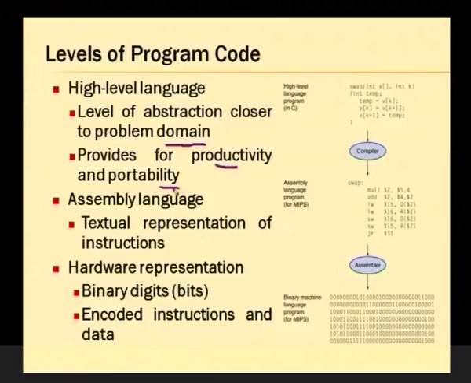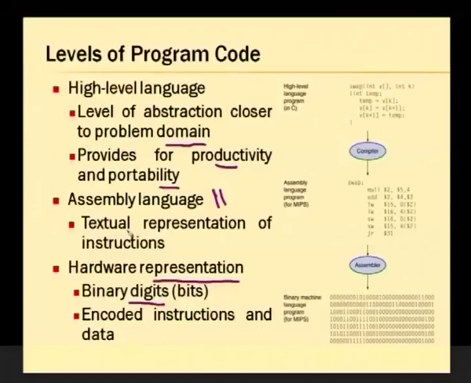Below that we have the assembly language, which is a textual representation of instructions. Remember that the hardware basically represents the instructions only in terms of binary digits. This is what we mean by machine code. But between these two, we have something called the assembly language, which facilitates our own understanding of what is happening here, a textual representation of instructions.